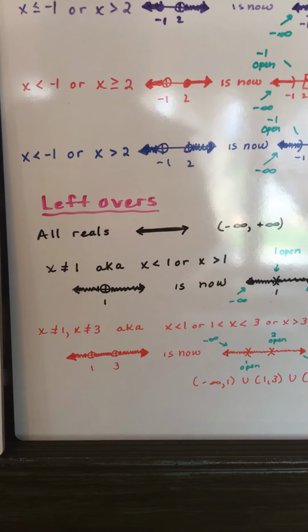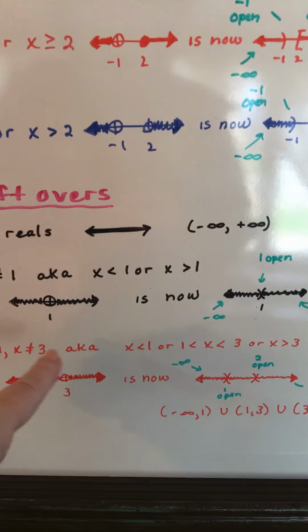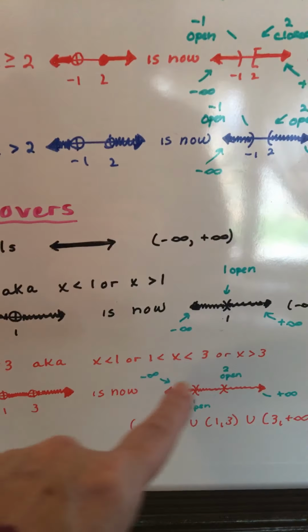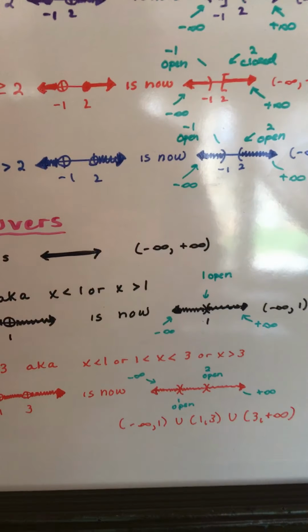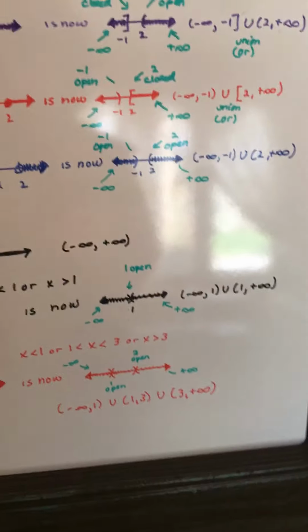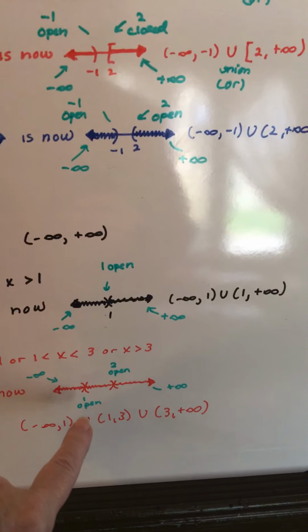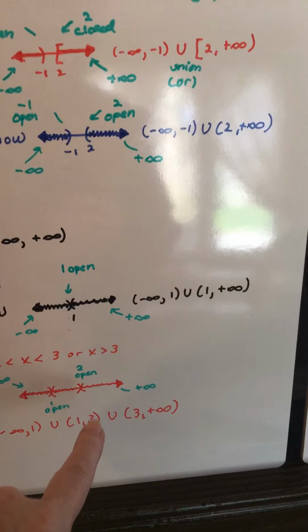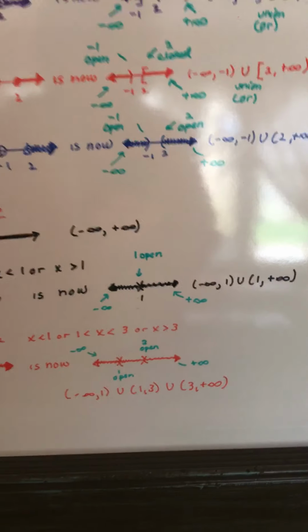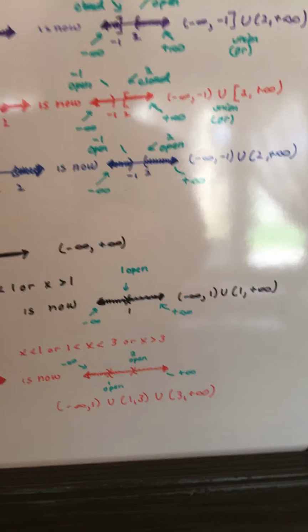And then let's get weirder. Let's throw out 2 points. Notice if I don't write it with the not equal to notation, it's more akin to interval notation. I can see I'm going to have 3 intervals to do. I have -infinity to 1, then 1 to 3, and then 3 to +infinity, and everything has parentheses.